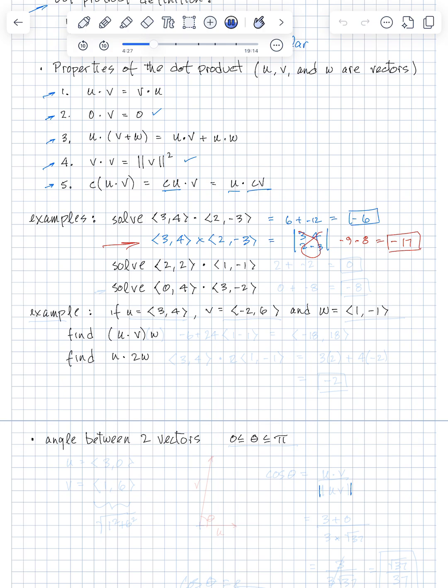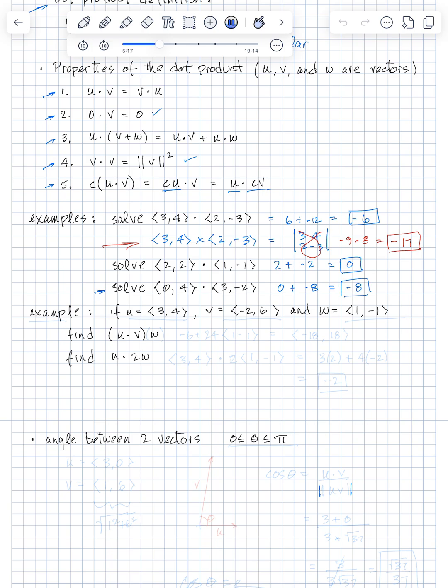So the next example, I'm going to solve the vector 2, 2, dot it with 1, negative 1. So 2 times 1 is 2, plus 2 times negative 1, negative 2. So that's equal to 0. And let's look at the next one. Solve vector 0, 4 dotted with 3, negative 2. 0 times 3 is 0, plus 4 times negative 2 is negative 8. 0 and negative 8 is negative 8.